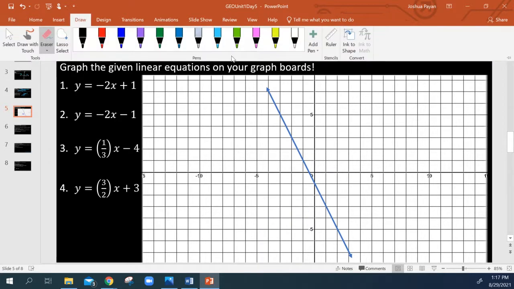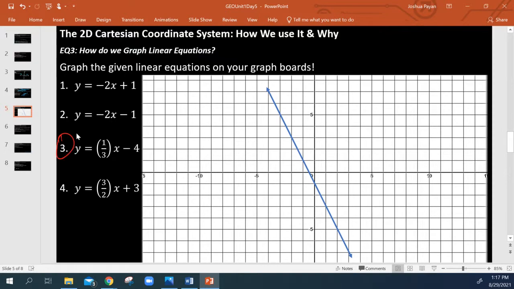So number 3 now. And I'll just use red again because why not? So now I've got y equals 1/3 x minus 4. Right? So now my slope is 1/3. And I'm going to express that a different way as negative 1 over negative 3. Negative divided by a negative is a positive. You'll see why that's important here in a second. And then my y-intercept is now negative 4.